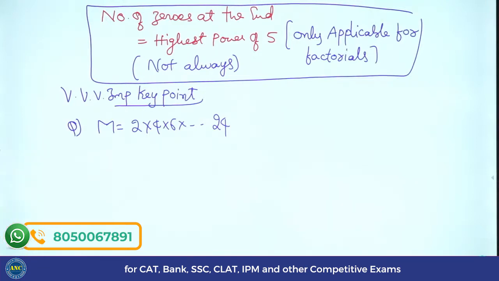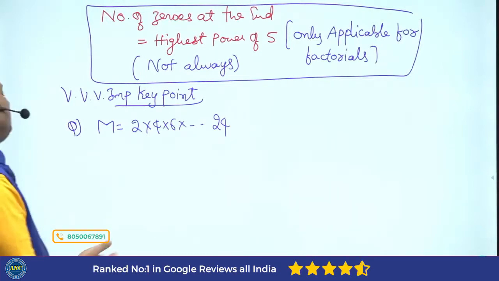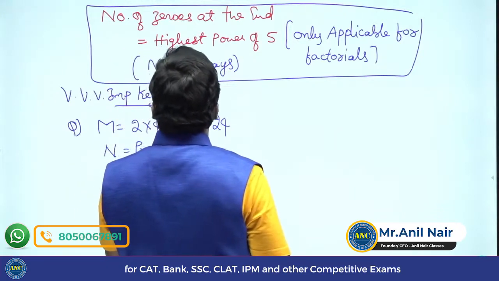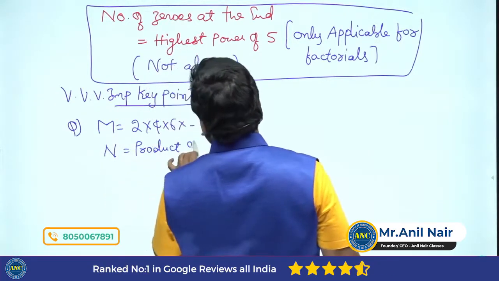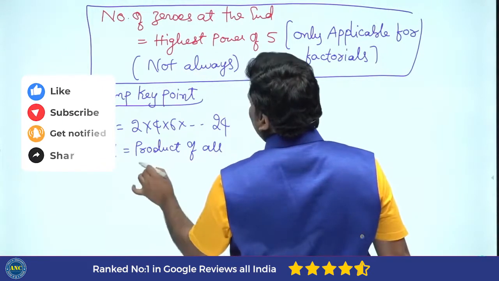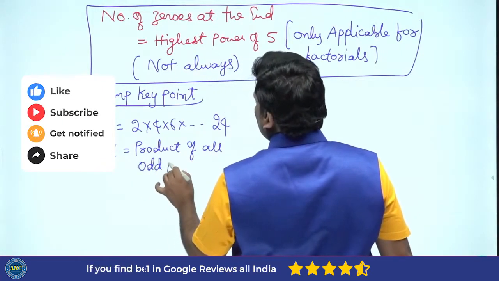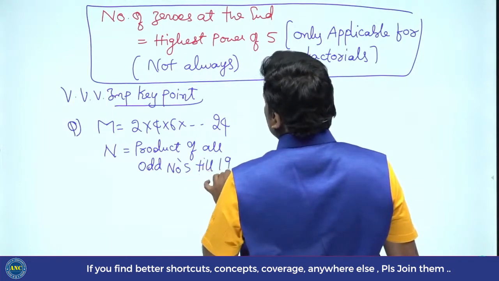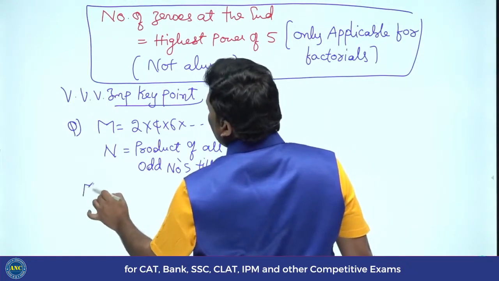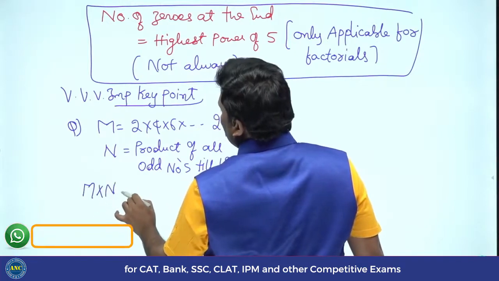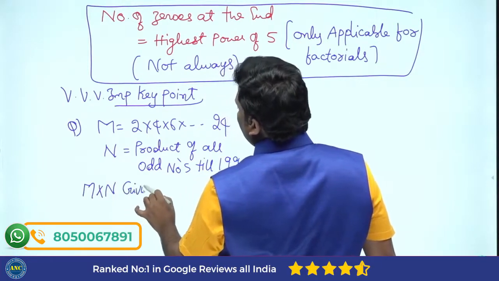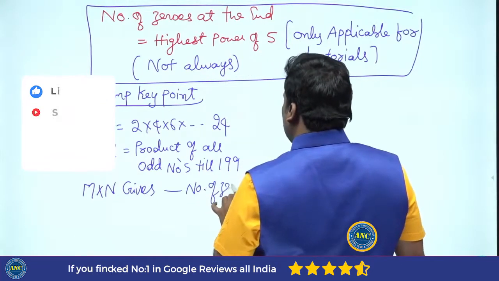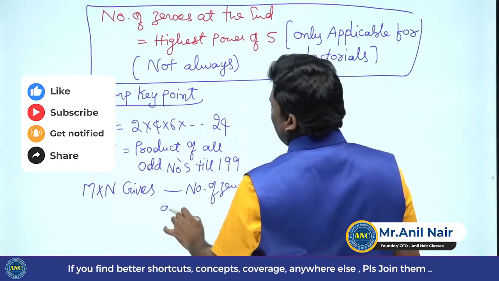N is the product of all odd numbers till 199. M into N gives dash number of zeros at the end.